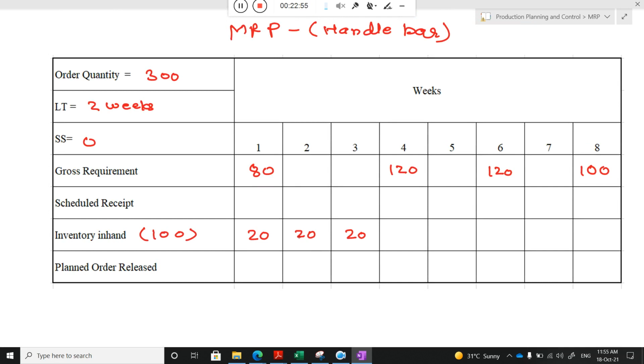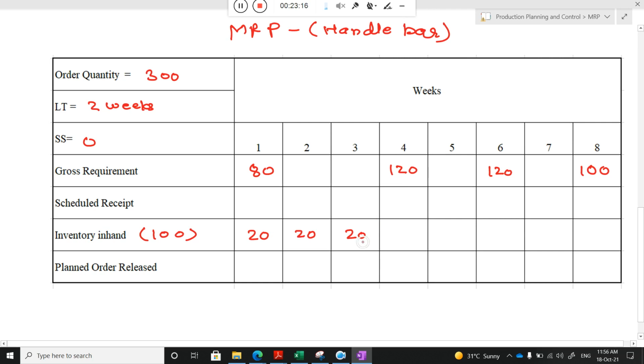Negative inventory is not possible, right? So what we need to do, please try to understand. Here I need to put one order like that, I will receive one order here. Are you getting my point? At week 4 I require one order as per this calculation. Okay, are you getting my point, class?